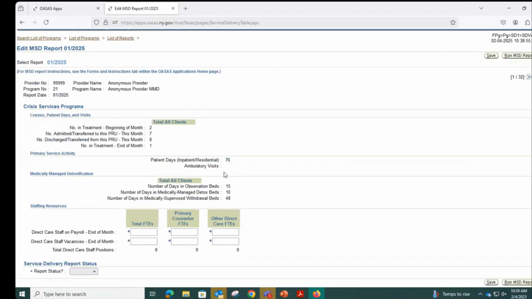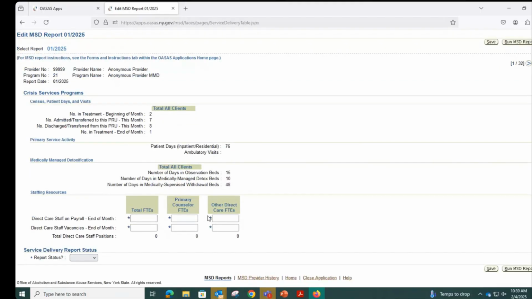Ambulatory visits would be a little different. If you have an outpatient crisis program, you'd see the visits instead of the days there. And then again, the beds populate from the information entered on the 46. So we are just entering staff. So we will say we had, actually I'm going to say 3. So we had 2 primary counselor FTEs, and we had 1 other direct care FTE, which may be some medical staff. I had a vacancy in my medical staff this month.